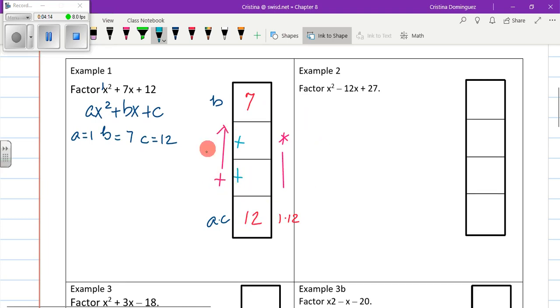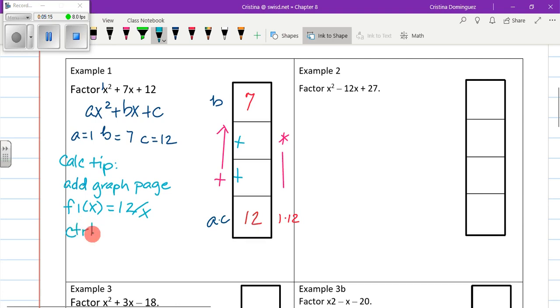In your calculator, if you have some difficulty with adding, subtracting, multiplying, I would recommend that you do this. Calculator tip: you definitely just want to go to your calculator and add a graphing page. You're going to see f1 of x equals, and you want to set it to this bottom number here, the 12, and then you divide it by x. If this was negative 12, don't even worry about the negative, just do this. I have the same sign, so I want to sum it up. Same sign, sum. So here we go, calculator tip: add a graphing page, put in your equation, and then you can actually look at a table by Control T.